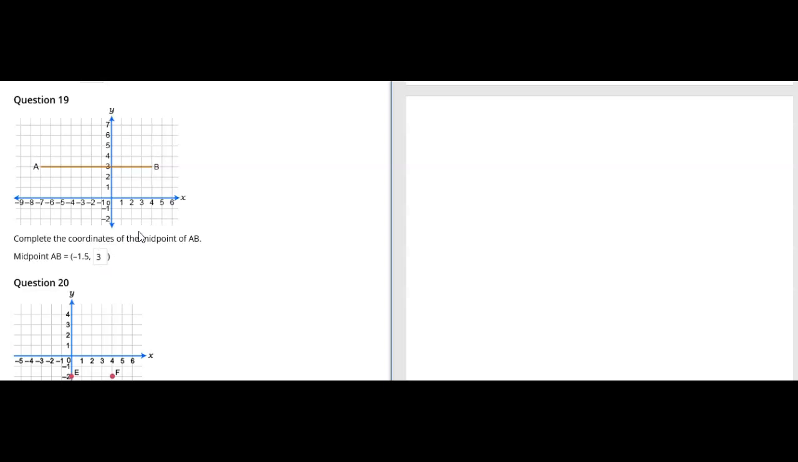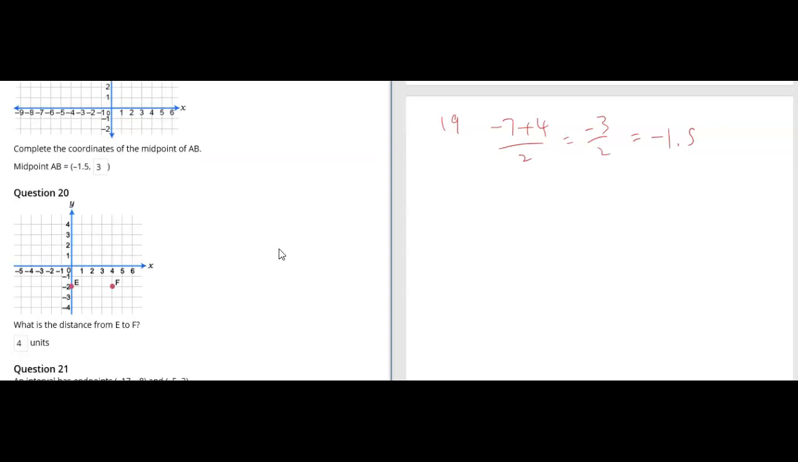But if you had to do that, we just add the 2 points together. So negative 7 plus 4, which is negative 3. Okay, so I'll do that over on this side. So negative 7 plus 4 divided by 2. So that's negative 3 over 2 gives us negative 1.5. So that's where the x coordinate comes from, but the y coordinate is always the same wherever we are on that line. So you don't actually have to calculate the midpoint.